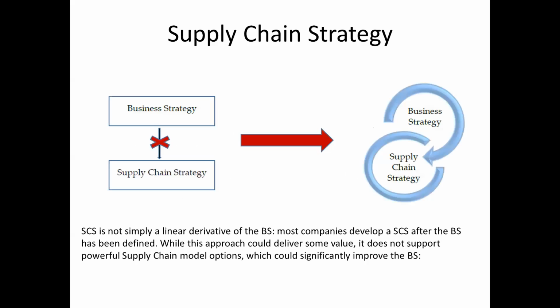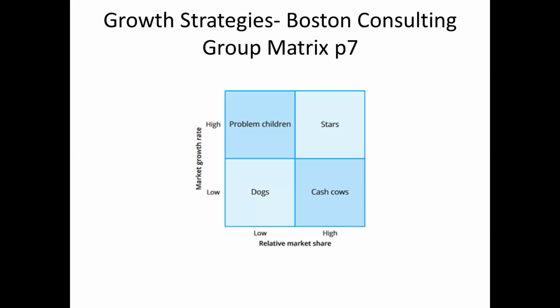And yet another diagram showing supply chain strategy is not simply a derivative of business strategy, but it might actually deliver value. So it might not just support, it might drive strategy, and it might give you a source of competitive advantage. The study guide throws in the Boston Consulting Matrix for some reason, but we've done that many times, and it's the old cash cow ones.